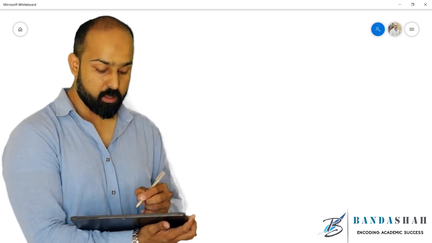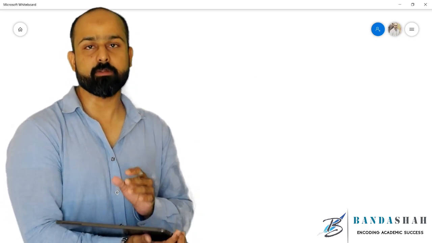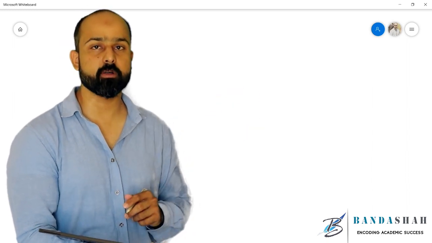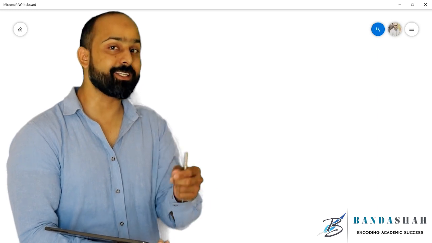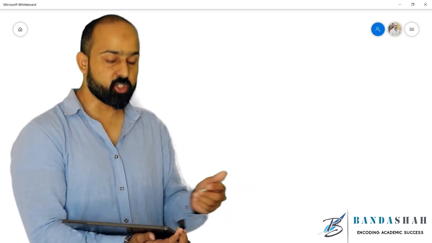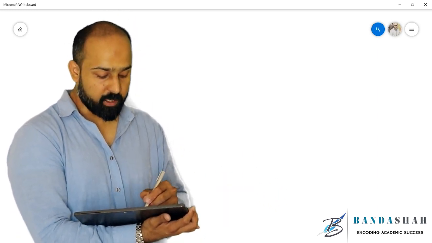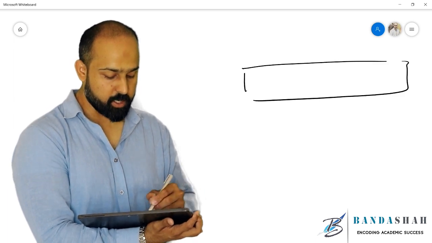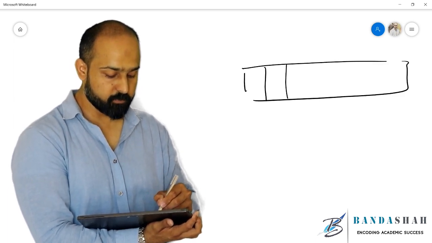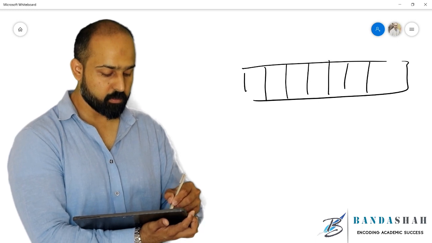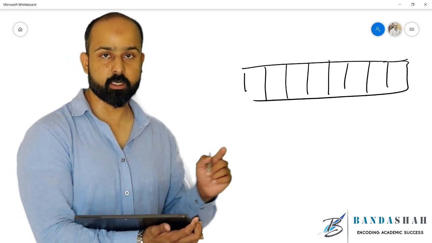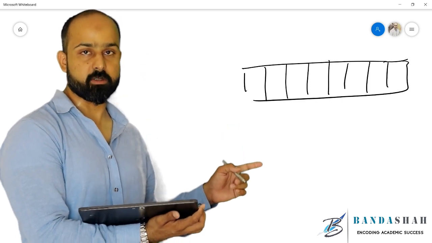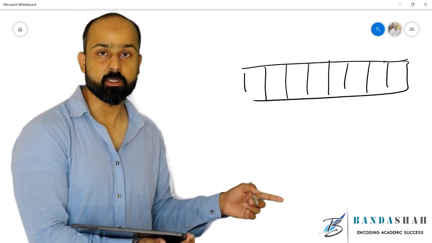If they mention in A levels, in AS, that this is a 2's complement number, this is a signed integer, then you have to take care of that differently. For example, if we have an 8-bit register like this, and they have told us that it's a signed integer, it's a 2's complement integer.